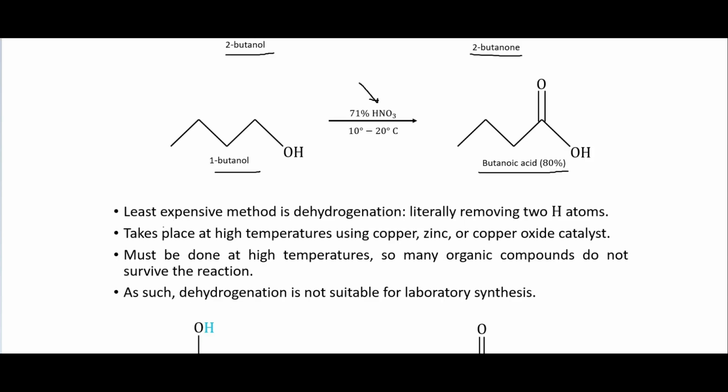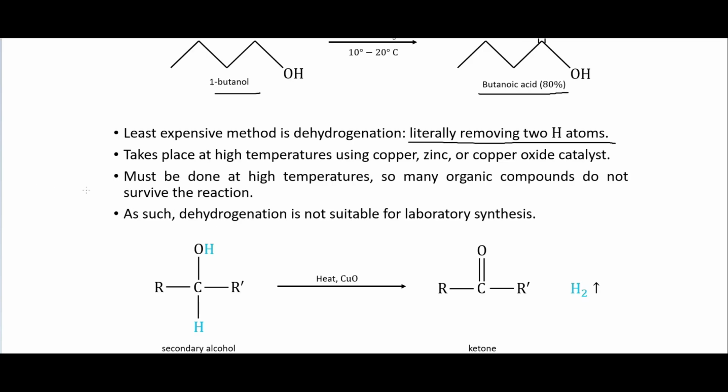The least expensive method, and probably what might seem like the most straightforward method to do this, is the dehydrogenation reaction. So just literally removing 2 hydrogen atoms. So a problem with this is that it takes place at high temperatures using copper, zinc, or copper oxide catalysts. And so because this is done at high temperatures, a lot of organic compounds don't actually survive the reaction. So we're going to get a lot of side reactions.